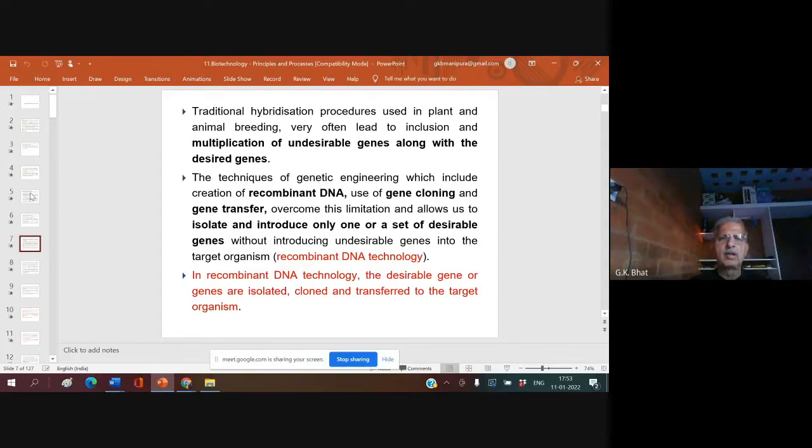Yes, sir. Right? So the techniques of genetic engineering, which include creation of recombinant DNA, use of gene cloning, and gene transfer, overcome this limitation. In this way, genetic engineering is more important. What happens here? No doubt, the technique of genetic engineering involves creation of recombinant DNA, use of gene cloning, and gene transfer. This overcomes this limitation. What is this limitation?